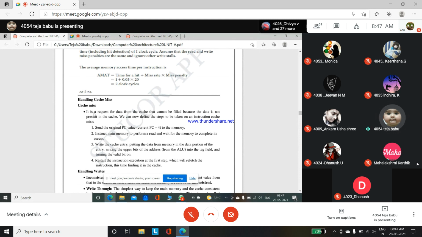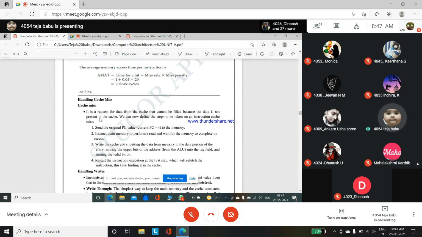Here it is a request for data. We have to request the data from the cache, but the request cannot be filled. Why? Because the requested data is not present in the cache. So what steps do we have to follow? We can now define the steps to take on an instruction cache miss.